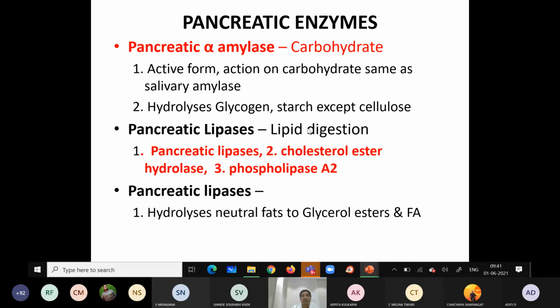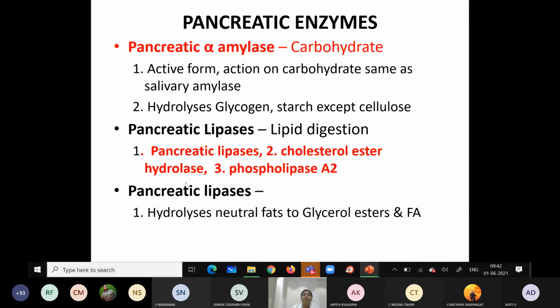Now coming to lipases, pancreatic lipases are a group of enzymes which act, as I told you, exclusively on lipids. Of these, pancreatic lipase, cholesterol ester hydrolase, and phospholipase A2 are very important. If you get a long question on pancreatic juice, you have to explain one or two lines about each enzyme. Just naming the enzymes is okay, but if you can highlight the action of each enzyme, it is well and good for distinction marks.